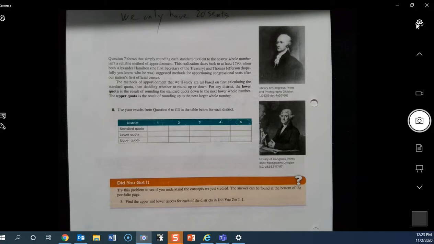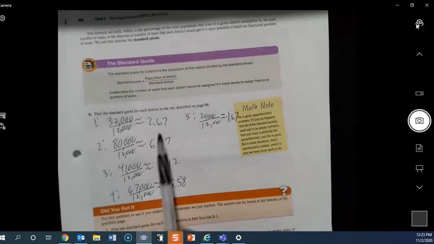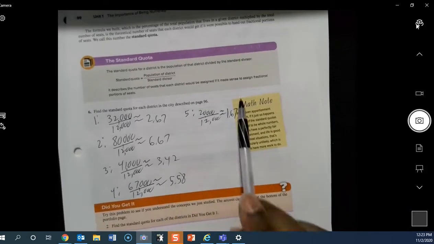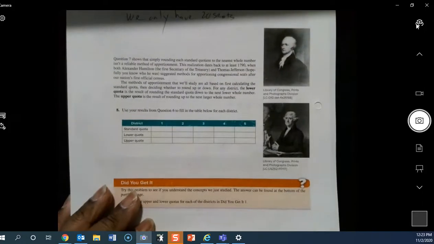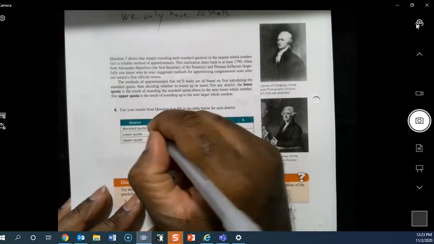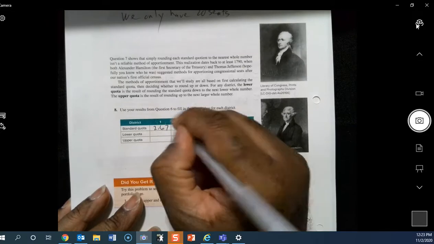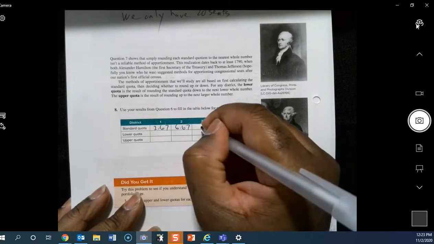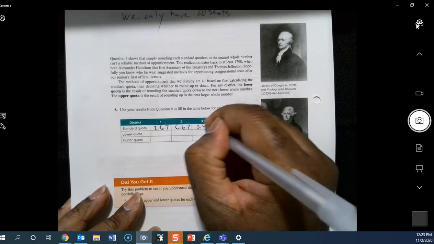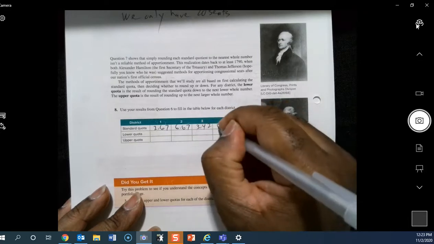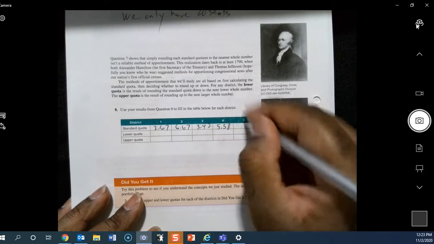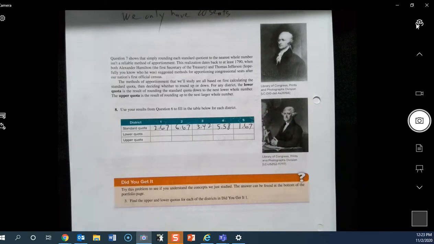Okay, number 8. Our standard quotas. We had that on the previous page. District 1 is 2.67, and then we have all of the rest. So we need to put those in for our standard quota. So we add 2.67, 6.67, 3.42, 5.58, and 1.67.